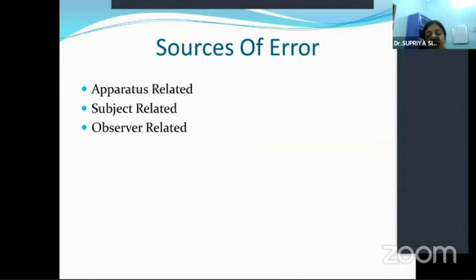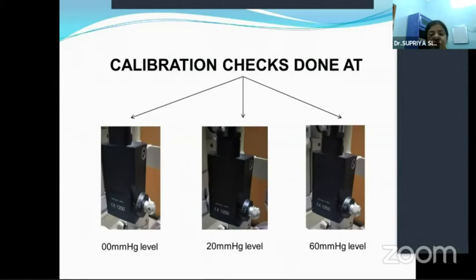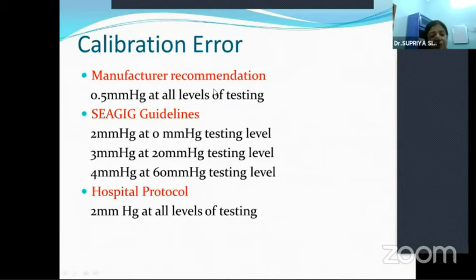Now, there are numerous sources of error which can be related to these instruments. These can be either apparatus related, subject related, or observer related. Coming on to apparatus related errors, calibration error is one of the most common and forgotten sources of error. Calibration is usually checked at 0 mm mercury level, 20 mm mercury level and 60 mm mercury level. As per the manufacturer, the tolerance for calibration error is 0.5 mm mercury at all levels of testing.